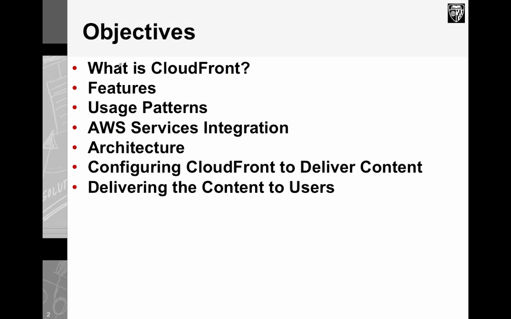So what are the objectives? We will look at what CloudFront is, what the features of CloudFront are, the usage patterns for CloudFront, AWS service integrations, and then we will look at the architecture. That's where we're going to be spending a lot of time. Configuring the CloudFront service to deliver content: what does it take to do that? And then delivering the content to users: how does CloudFront deliver the content to the users? We'll look at the last two from a flowchart perspective so we can see how the data is flowing from the origin to the edge site to the end users and back all the way.